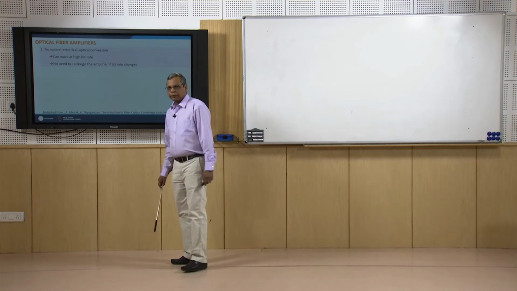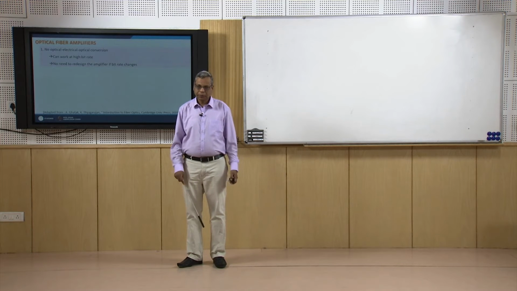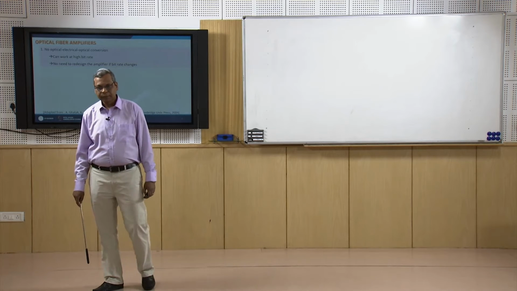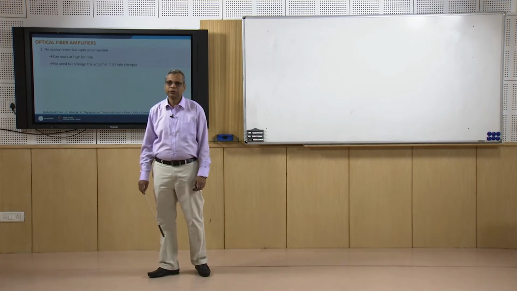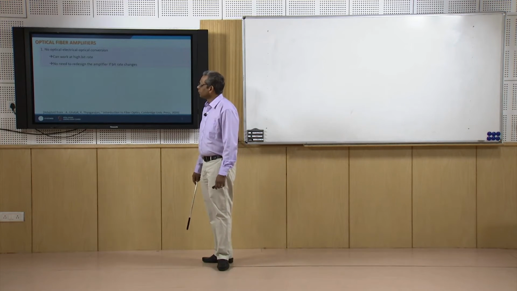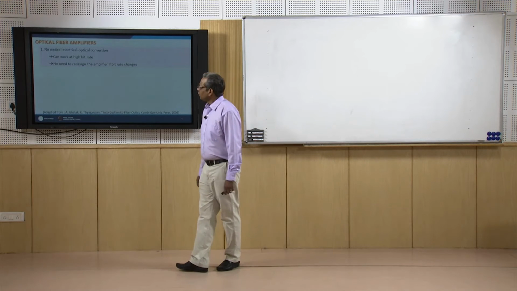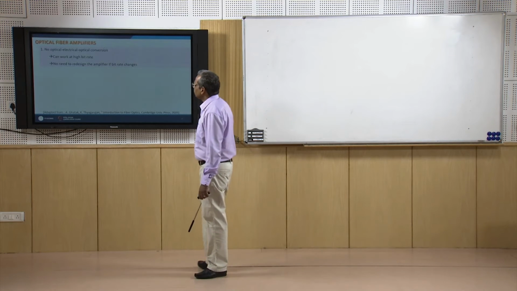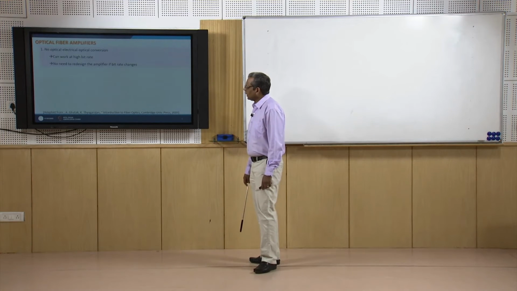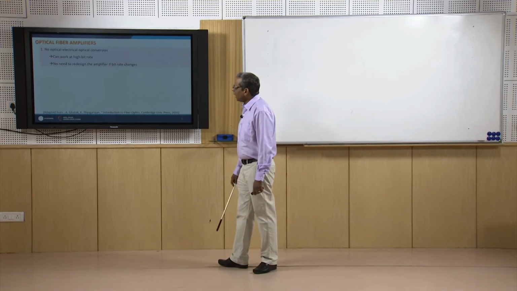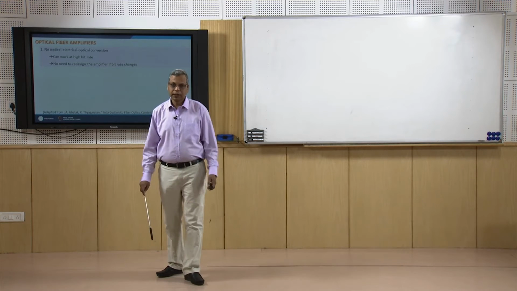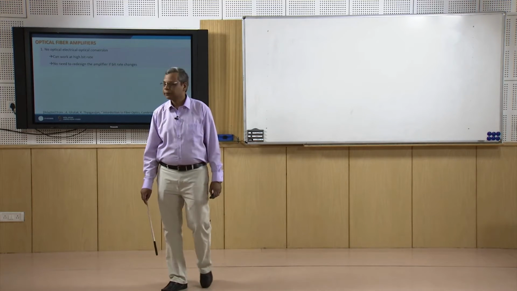So, we want an amplifier which is in the optical domain itself, and an optical amplifier which is in fiber geometry itself, because then it is easier to splice the amplifier with the transmission fiber. If we use optical fiber amplifiers, then there is no optical to electrical to optical conversion. It can work at high bit rate, and when the bit rate changes, you need not redesign the amplifier as you would have to do in an electronic amplifier.